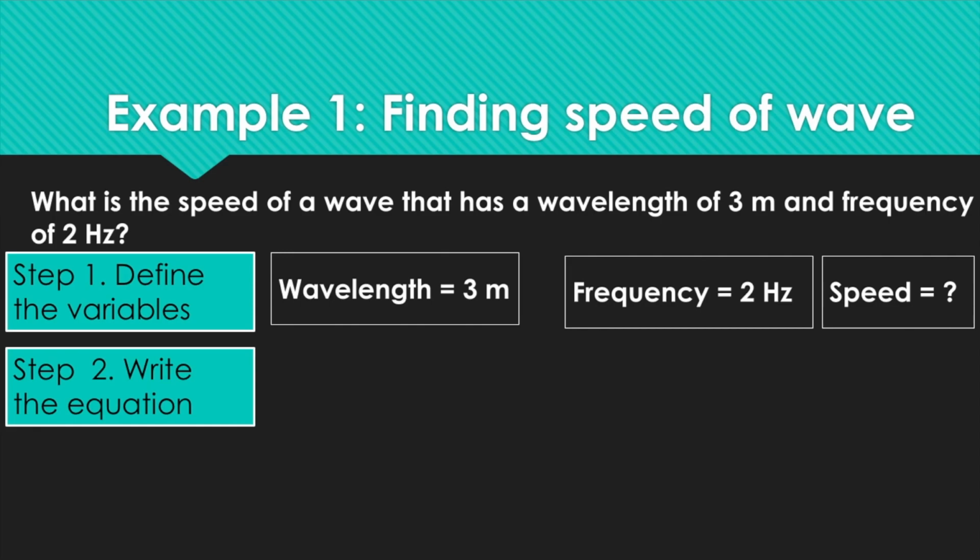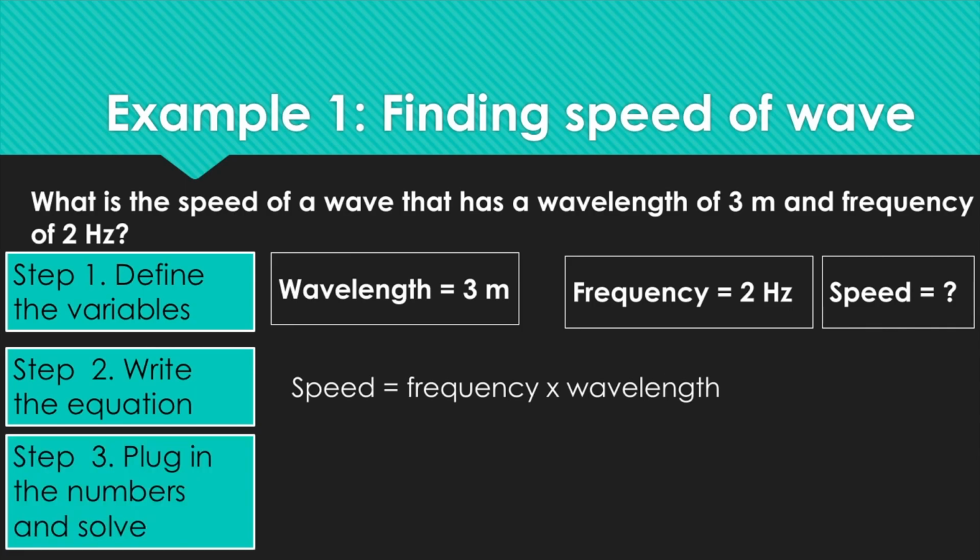Step 2 is to write out our equation. Our equation is speed equals frequency times wavelength. Step 3 is to plug in our numbers and solve. So if speed equals frequency times wavelength, it would be 2 times 3. 2 times 3 is 6, and speed is measured in meters per second.